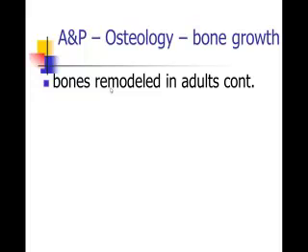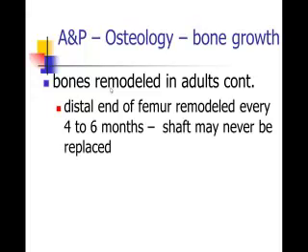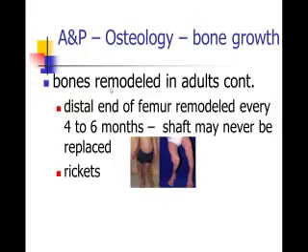Okay, so just as an example of how much remodeling can be going on, the distal end of the femur can get remodeled every 4 to 6 months. This is because this is an active site of stress for the bone, whereas the shaft may never be replaced. The shaft is not receiving the same amount of stress, and so it tends to be a little bit more stable and less likely to be changed around.